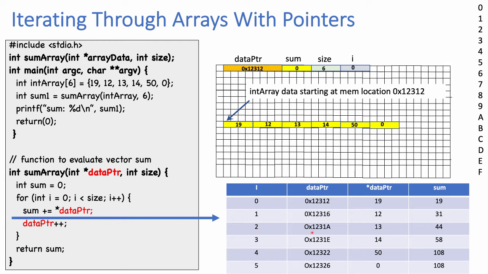So next up, we're at 2. Again, we've incremented by 4. Whatever the pointer is pointing to, it's actually now pointing to 13. We add 13 to sum and we get 44, and so on through the thing.